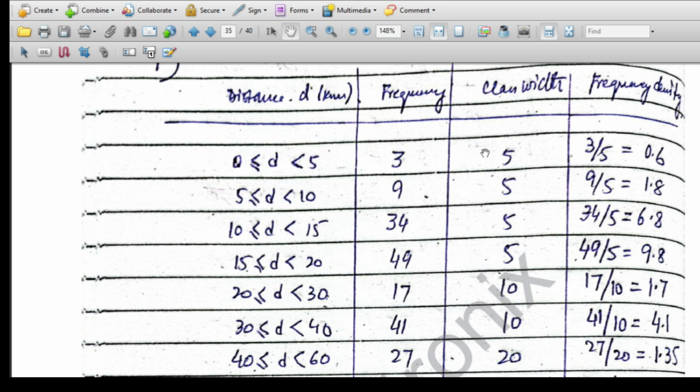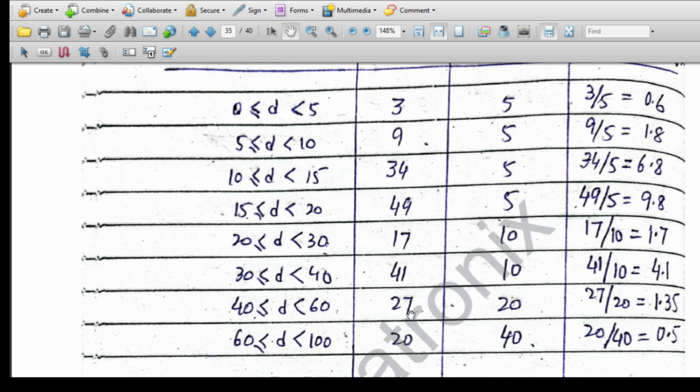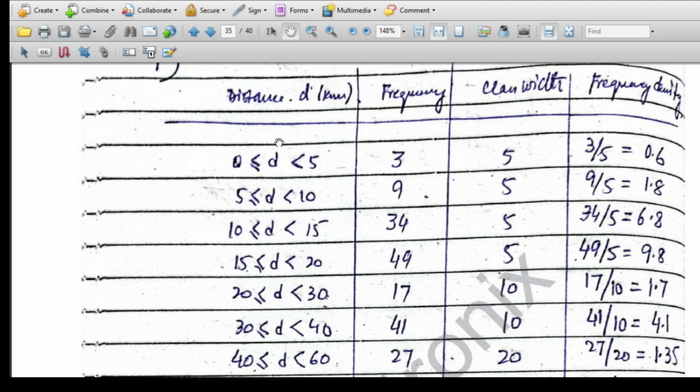So we divide the frequency by the class width: 3 divided by 5 is 0.6, 9 divided by 5 is 1.8, 34 divided by 5 is 6.8, 49 divided by 5 is 9.8, 17 divided by 10 is 1.7, 41 divided by 10 is 4.1, 27 divided by 20 is 1.35, and 20 divided by 40 is 0.5. So this is the frequency density, and here we have the class width.